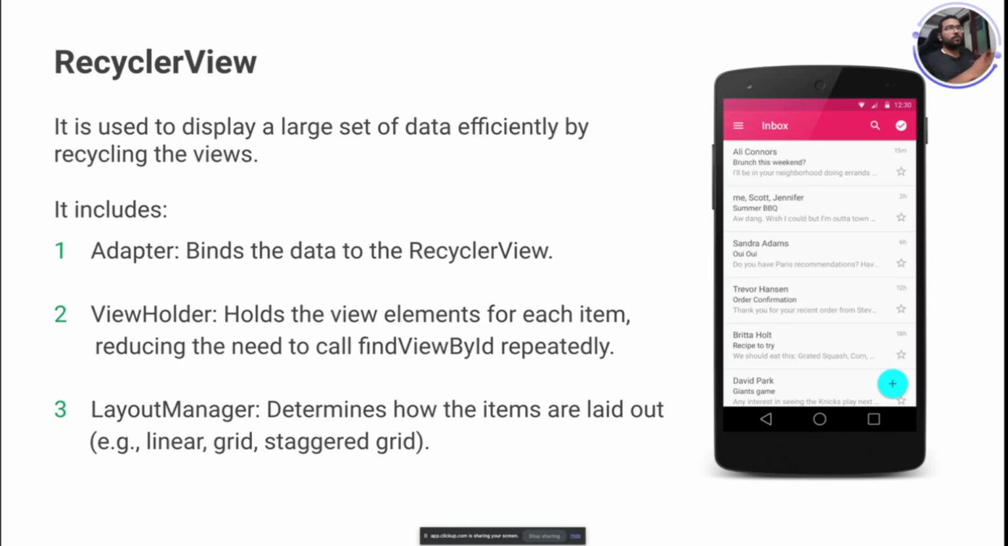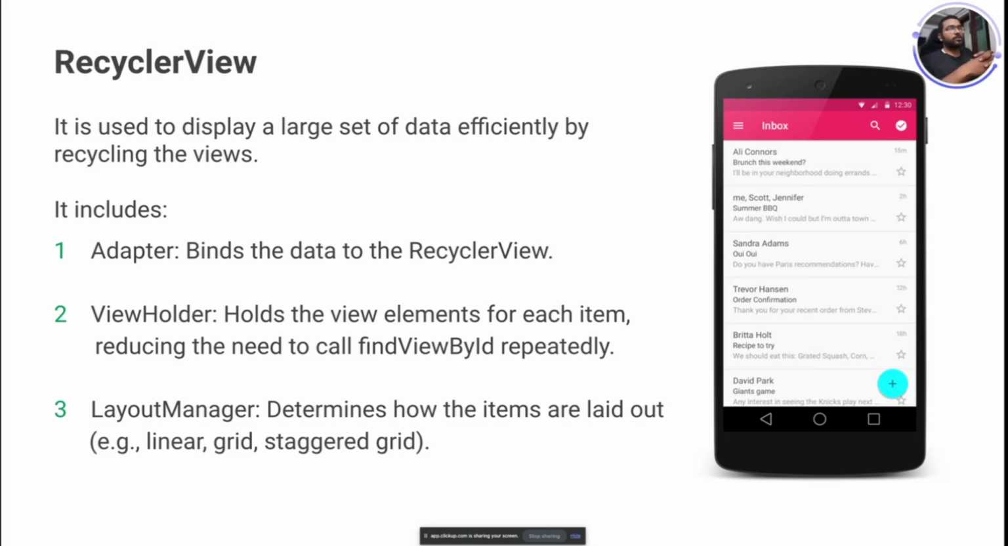So to create a recycler view, we need three components, that is adapter, view holder, and layout manager. Adapter is used to contain the data and it binds the data with the recycler view. View holder is the view that you can see. Each list item is a view holder. It contains all the views which you want to show in that list item. It binds the data which the adapter provides to the recycler view, right?